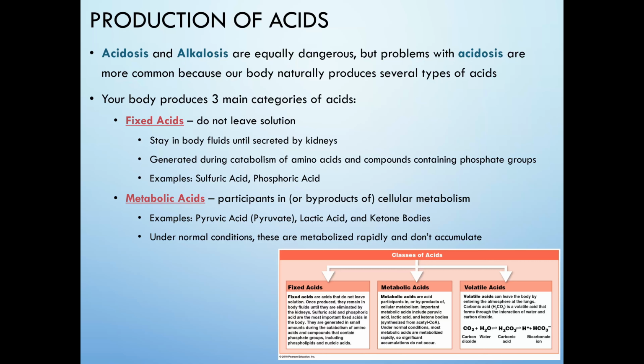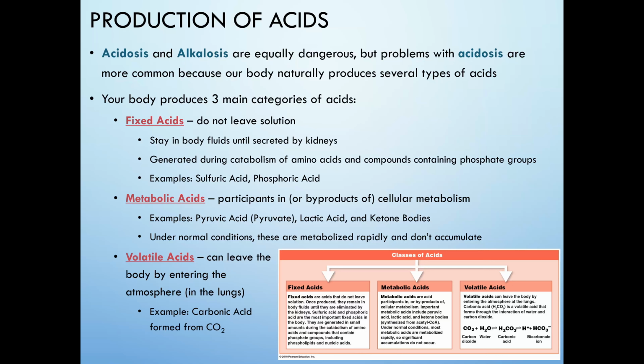And then you have volatile acids. They are volatile because they can leave the fluids in the body and enter the atmosphere via the lungs. And the major volatile acid we make is carbonic acid, which is formed from carbon dioxide. So remember, carbon dioxide and water can be joined together to make carbonic acid, which can then dissociate into hydrogen ions and bicarbonate ions.